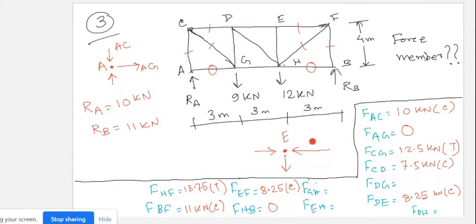Understood why it will be compressive? Because this is coming compressive. This has to make a force equilibrium with this DE, because the other one is acting in a completely different direction. So these two have to create a force equilibrium. That's why it should be equal and opposite. What will be this EH? So 0. EH will be 0. Very good. So DE done and EH 0.